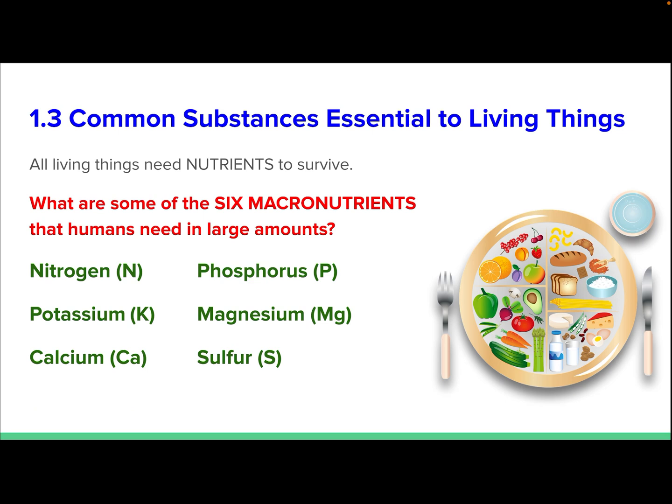Those are the macronutrients. We also need micronutrients. So there's materials we need in very, very small amounts. And for those of us who are not good about eating properly, we might want to consider taking a multivitamin.